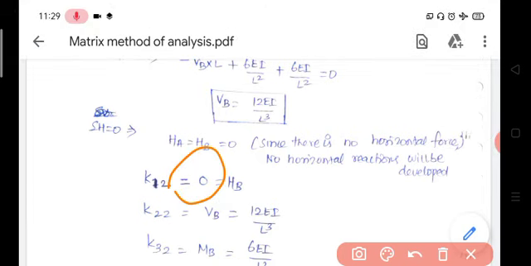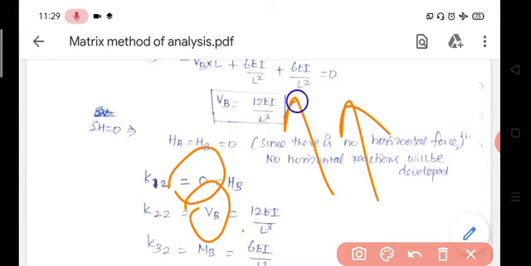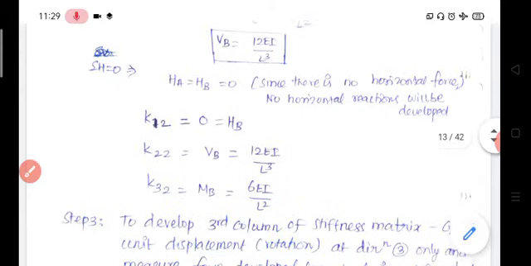Then K22 is equal to force developed in the direction 2 due to unit displacement in the direction 2. So, force developed is the vertical reaction VB, that is the shear force developed at joint B. So, VB is equal to 12 EI by L cube. VB is in upward direction, and our coordinate 2 direction is also upward. So, therefore, both are in the same direction, it is taken as positive 12 EI by L cube.